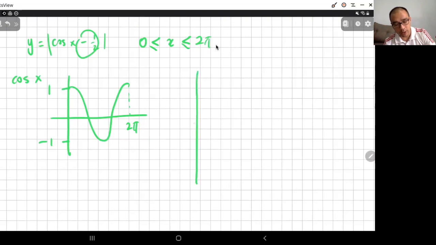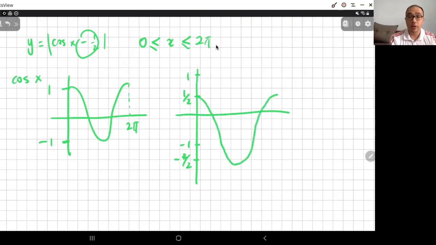So how would this look? Instead of 1, it will be at the half point, and instead of negative 1, it will be negative 3/2 or negative 1.5. But the shape of the graph remains the same. I haven't applied the modulus yet. I draw it first just to give me an idea of what it will look like. So it's bigger at the bottom.